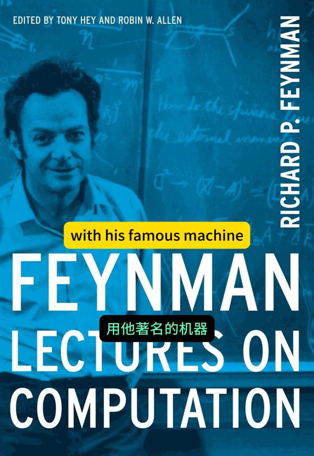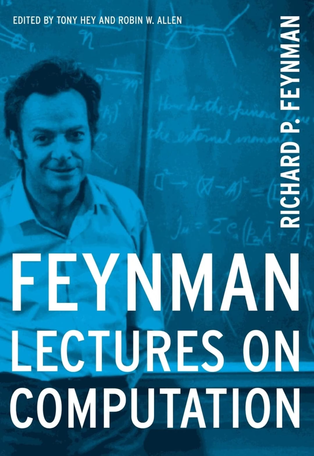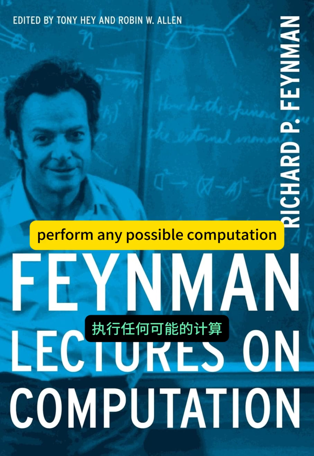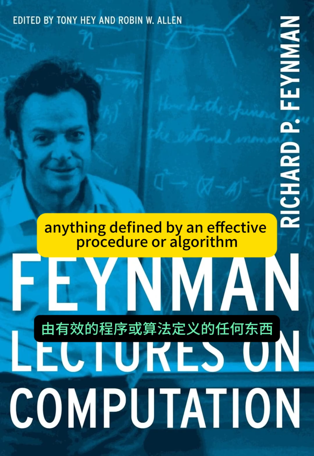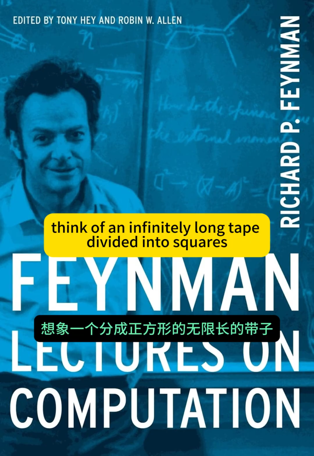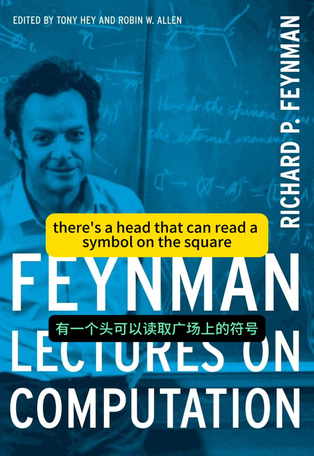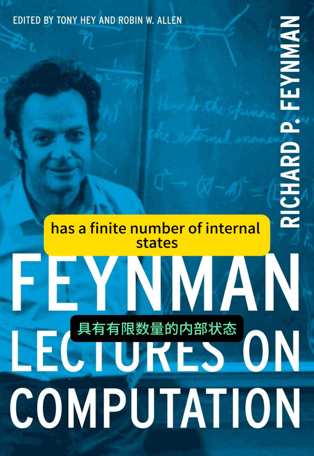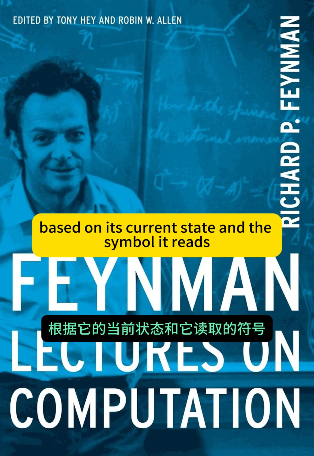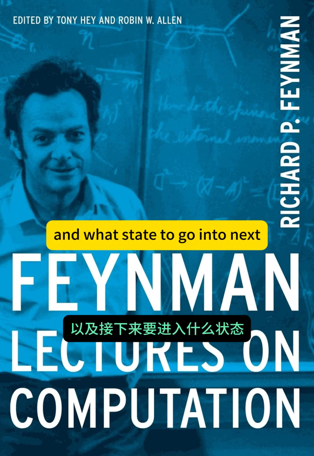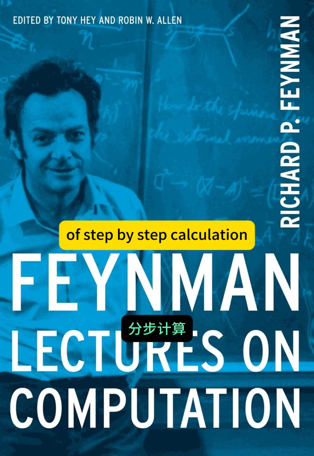And that's where Alan Turing comes in with his famous machine. The Turing machine. It wasn't a real machine, of course, but a theoretical model, designed to be the absolute simplest thing you could imagine that could still, theoretically, perform any possible computation, anything defined by an effective procedure or algorithm. So what is it, basically? Conceptually, think of an infinitely long tape divided into squares. There's a head that can read a symbol on the square it's over, write a new symbol, and move left or right. And the machine itself has a finite number of internal states. And rules. Simple rules. Based on its current state and the symbol it reads, the rules tell it what symbol to write, which way to move the tape, and what state to go into next. That's it. It's designed to capture the essence of step-by-step calculation.